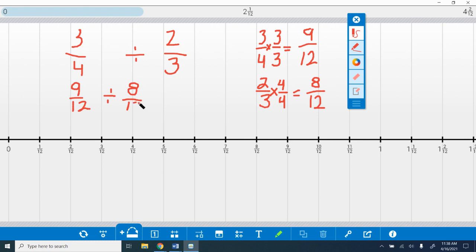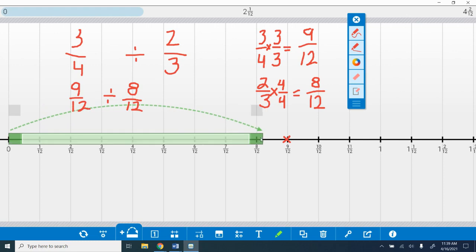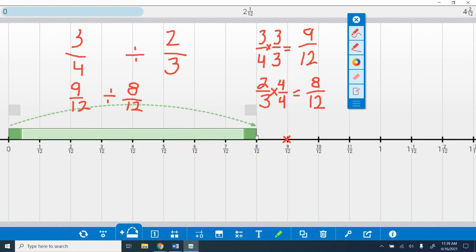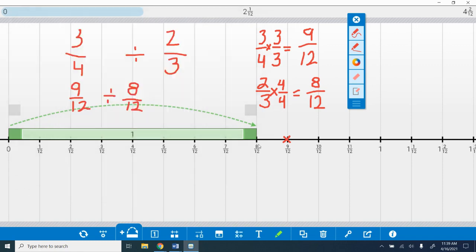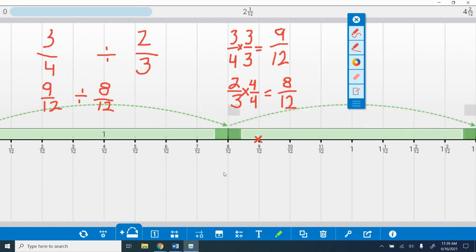So let's go ahead and take a look at our number line down here. Where is 9/12? Well, it's right here. Mark that. And the question is, how many groups of 8/12 are in 9/12? I'm going to go ahead and grab one of my groups here. And here is a group of 8/12. So I have one whole group of 8/12. And then I have a portion of another group.